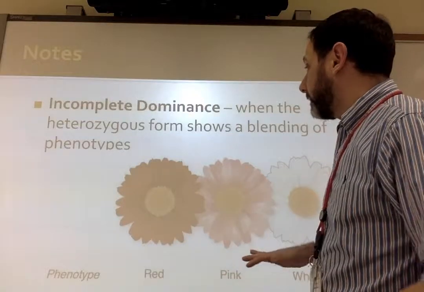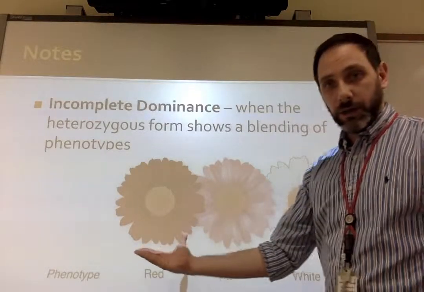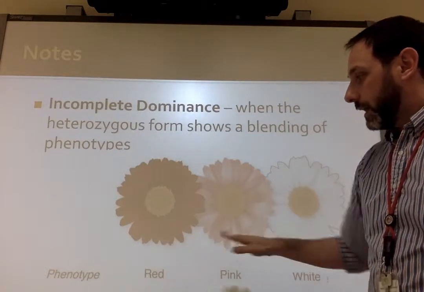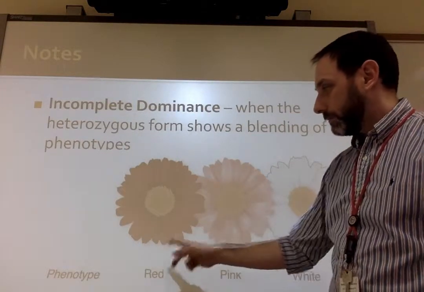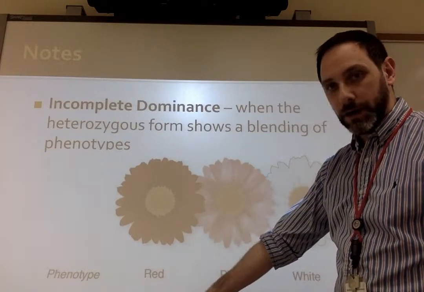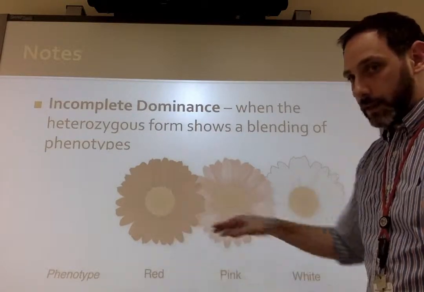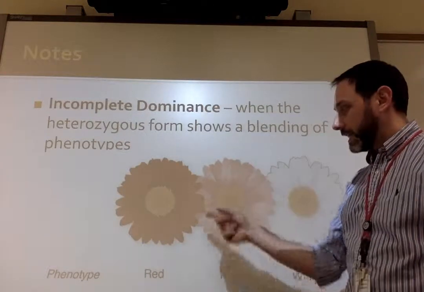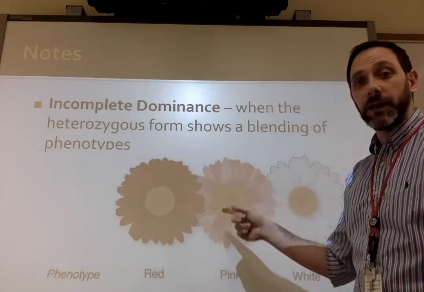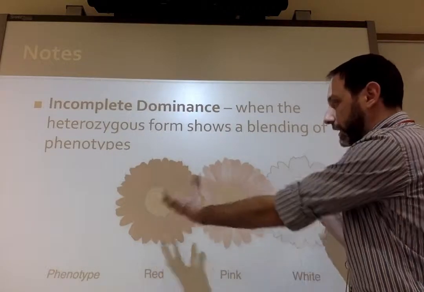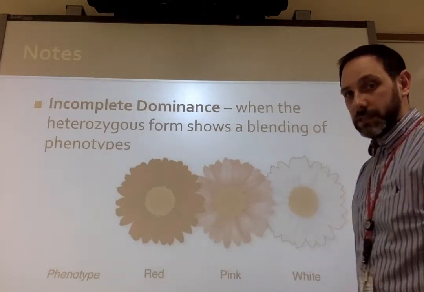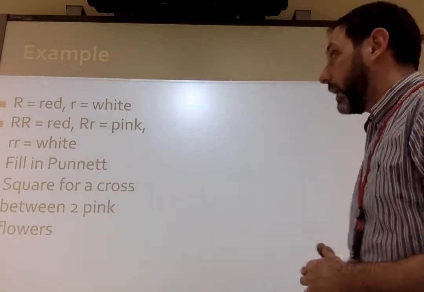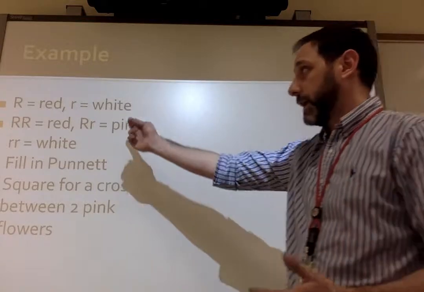So for instance, the famous example is with flowers. These flowers can be incomplete dominant. So the dominant trait, big R, is red, and the recessive trait, little r, is white. However, if it's heterozygous, if it's one big R and one little r, it's going to be sort of a blending of the two traits. So the only difference is the heterozygotes are a different phenotype.